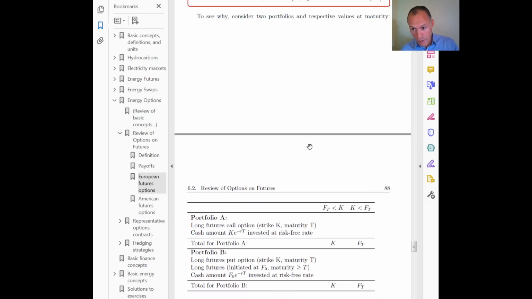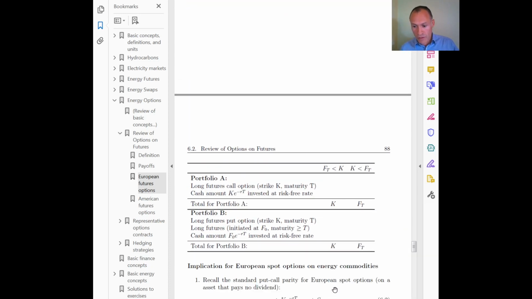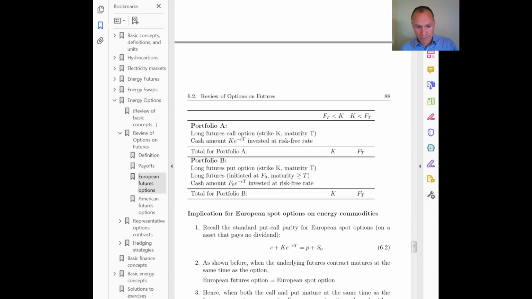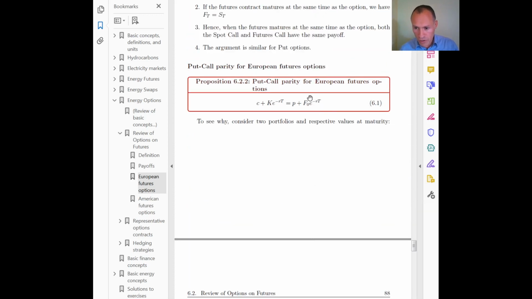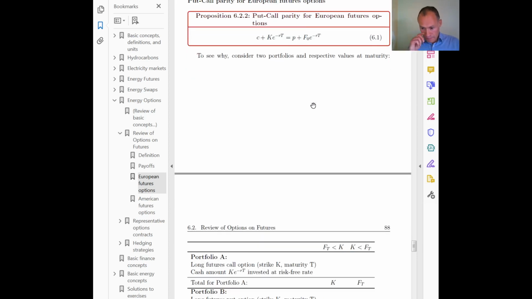Let me see if you can see both of them. You can't. This is the simpler version of the put-call parity. Notice that here you have just the stock price, or the underlying price, the spot price, sorry. Whereas in the futures option, what you have here is this expression that depends on the futures price.